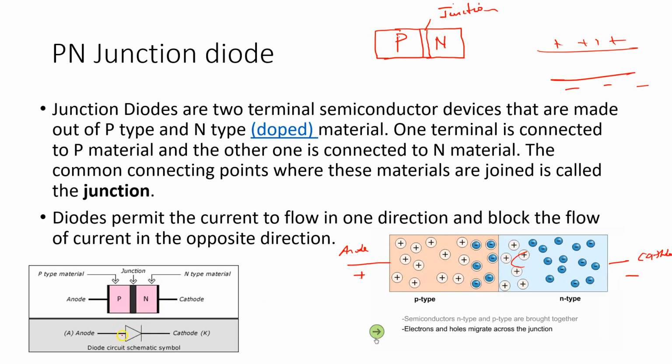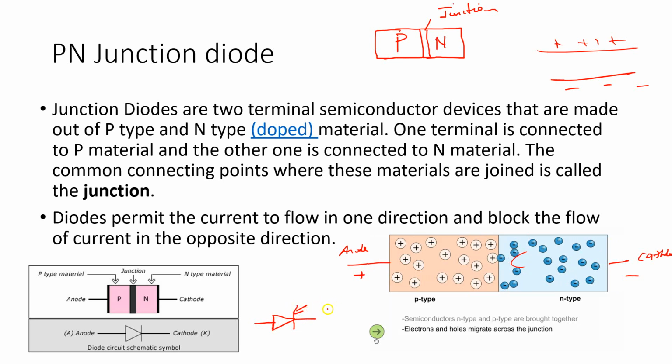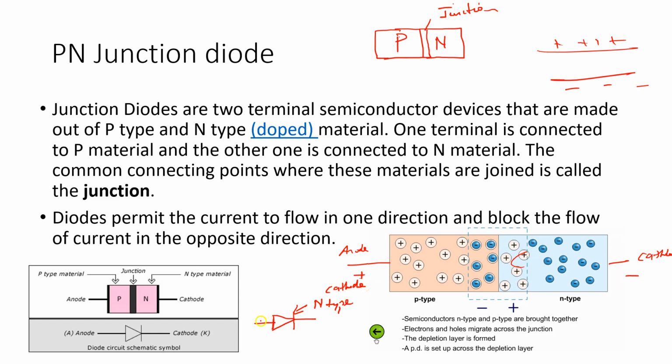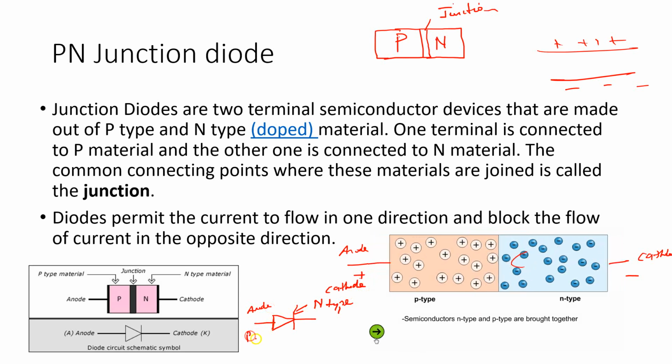Another thing that we must be mindful of is the symbol for a diode. This is the schematic symbol. It's just like a triangle with a bar in front of it like this. Always remember that this side is the N side, or the N-type material, or you can call it the cathode. This side here is the anode, which is the positive side, so the P-type. That is something you must remember, the symbol for a diode.